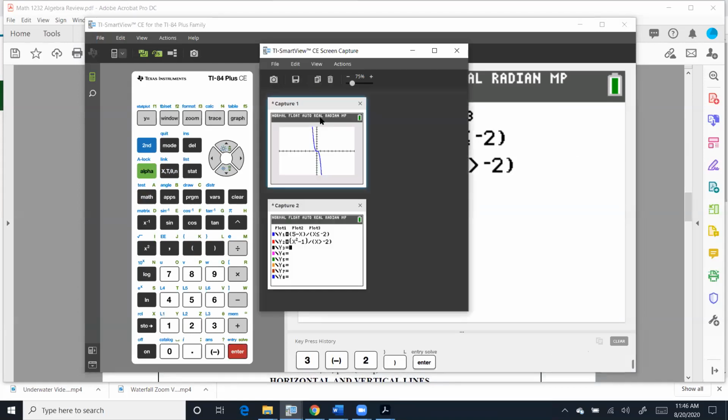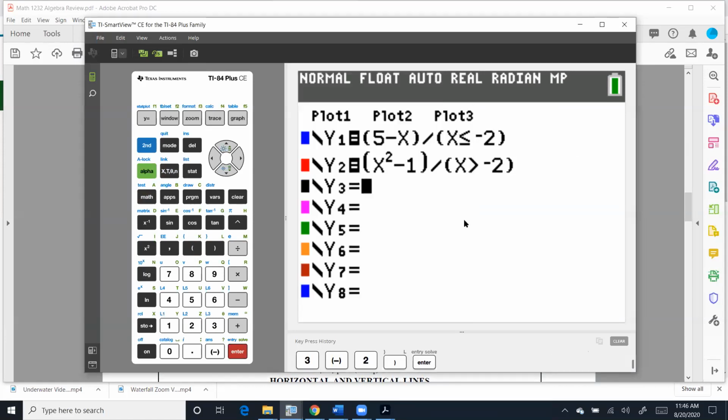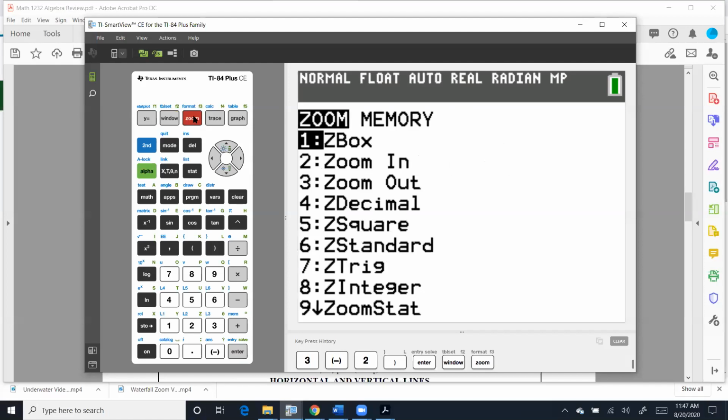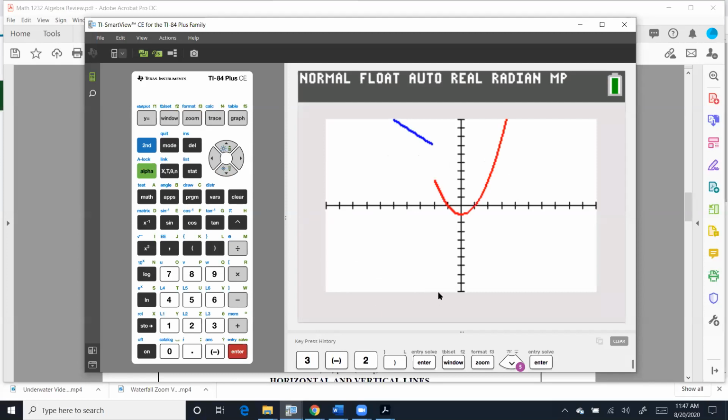Typically what I do is post these, put the screens in as well, but I don't think I can do that with my PDF version, so I'll have to fix up the Word document later. All right, there it is. I'm going to check the window. My window is the standard window, but if yours is in a different window, you want Zoom 6, standard window. Once you press the Zoom key, you can just type 6 or arrow down and press 6, and there's your graph.